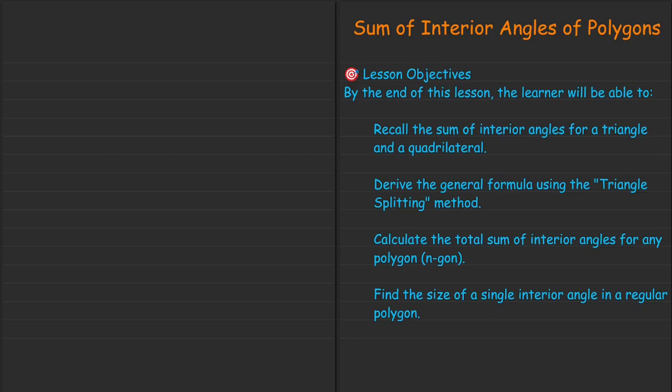In this lesson, we are looking at the sum of interior angles of polygons. Here are the lesson objectives. By the end of this lesson, you should be able to recall the sum of interior angles for a triangle and a quadrilateral. You should also be able to derive the general formula using the triangle splitting method. You should be able to calculate the total sum of interior angles of any polygon at all.